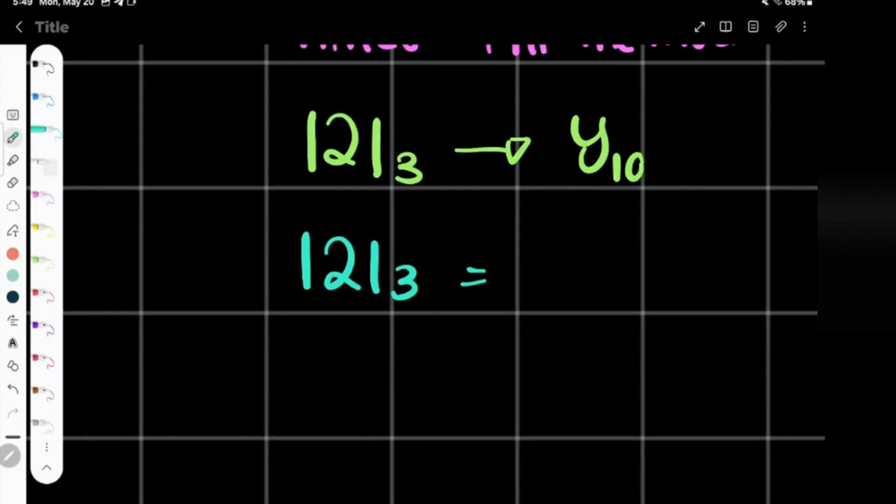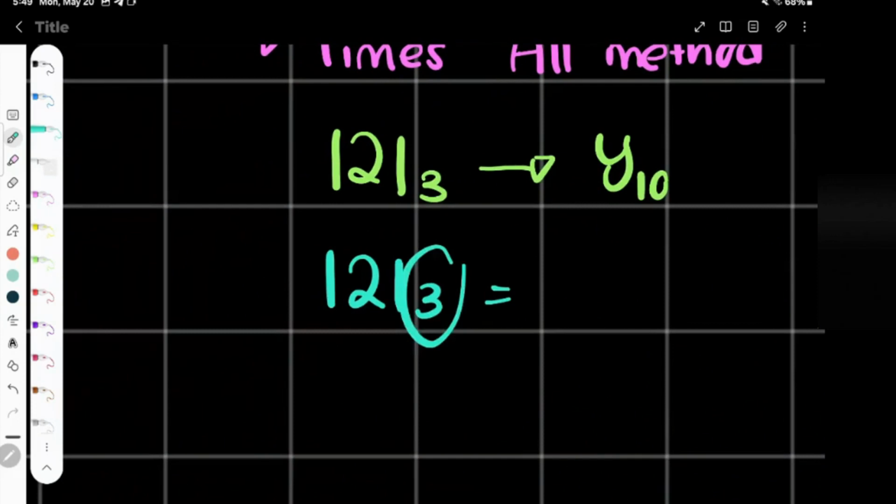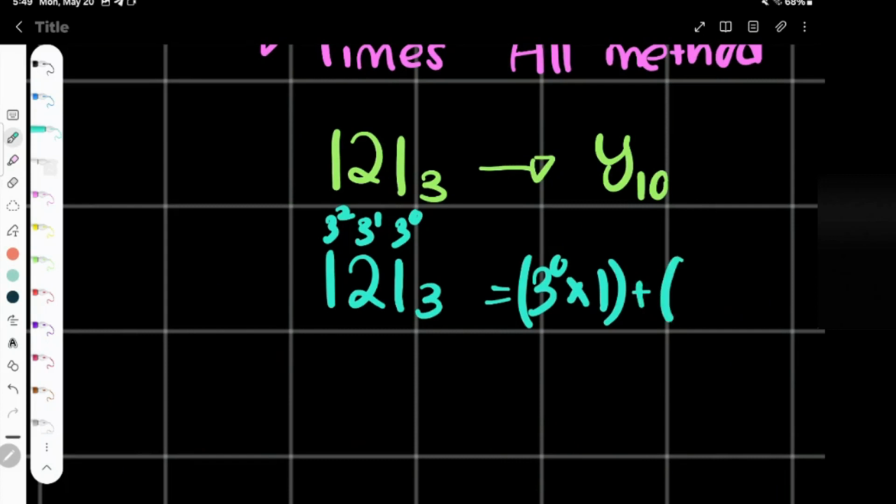To change this into base 10, first of all, you have to separate them into the bases. So this is base 3. This is 3 to the power 0. This is 3 to the power 1. This is 3 to the power 2. Why do you do that? Because you can times them. So 3 to the power 0 times 1, plus 3 to the power 1 times 2, plus 3 to the power 2 times 1.